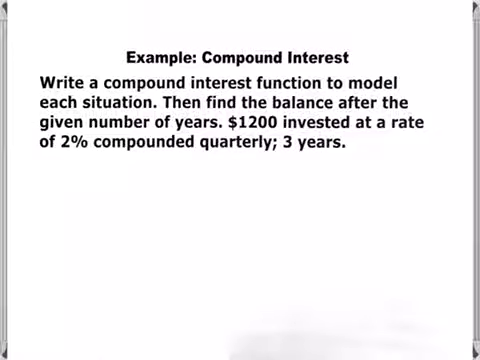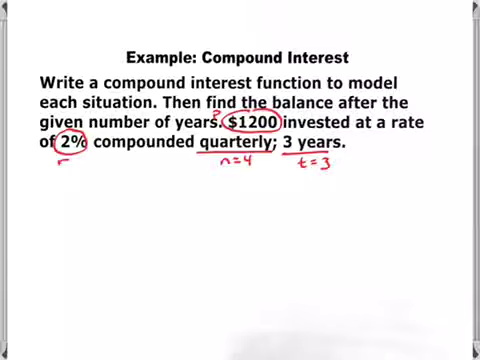So, write a compound interest function to model each situation. Then find the balance after the given number of years. So they have the initial value, in this case our principal is P. 1,200 is invested at a rate of 2%, which is compounded quarterly, so that means N is going to be 4. And they want to know what the value will be after 3 years, so T is 3.